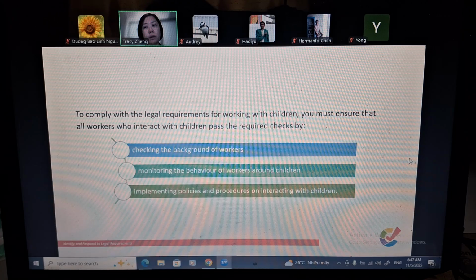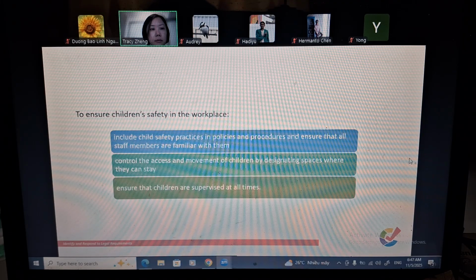Okay? I think in Australia they treat this really seriously. They want to make sure of children's safety. It is not a joke. If there is anything at risk for the children, it's a really serious problem. Right? And it is everyone's responsibility, not only the manager, not only the workers, to make sure of the children's safety in our workplace.